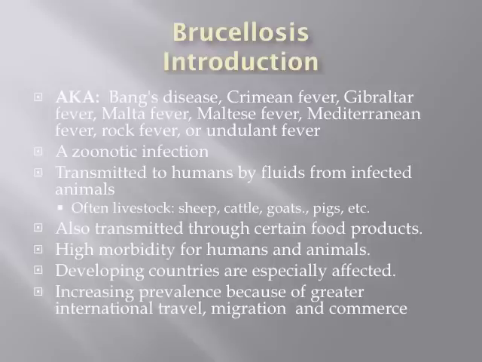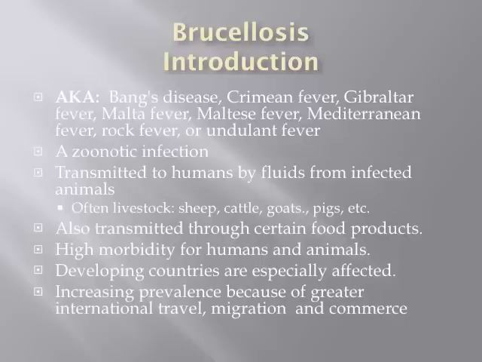So brucellosis goes by a variety of different names. It's called Bang's disease, Crimean fever, Malta fever because of its predisposition to that country, Mediterranean fever, and also undulant fever, which it's gained because of some characteristics of the febrile response in patients. Predominantly it's transmitted to humans by fluids from infected animals, typically livestock like sheep and goats, but also cattle and pigs. And because of our reliance on agriculture and food products from livestock, it naturally can also be transmitted through foodstuffs. It affects not just humans but also animals.